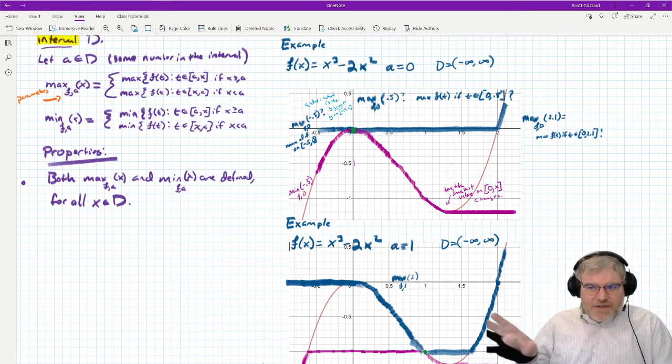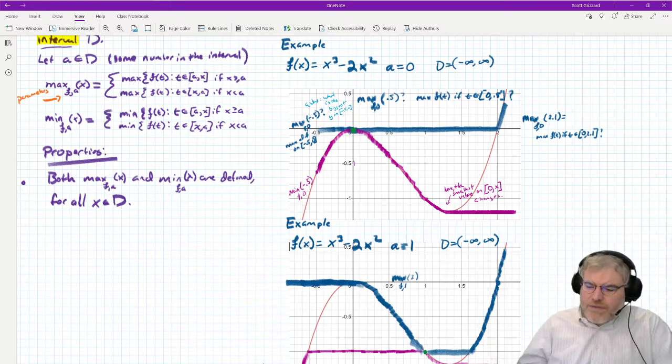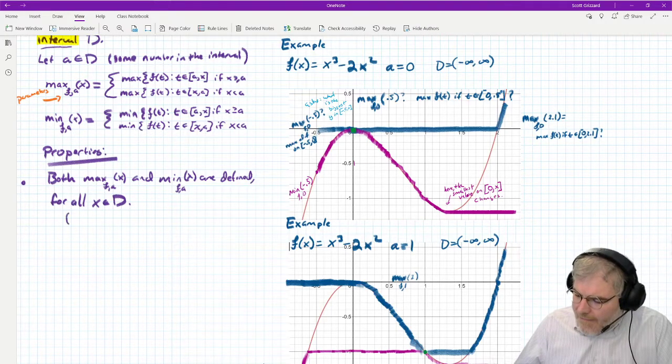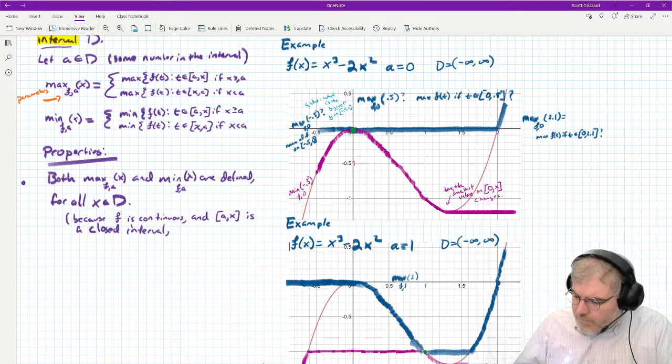It's not just that it's continuous, but I'll talk about the continuity together. But what theorem tells me, because f is continuous? Yep, the EVT, the extreme value theorem, applies.